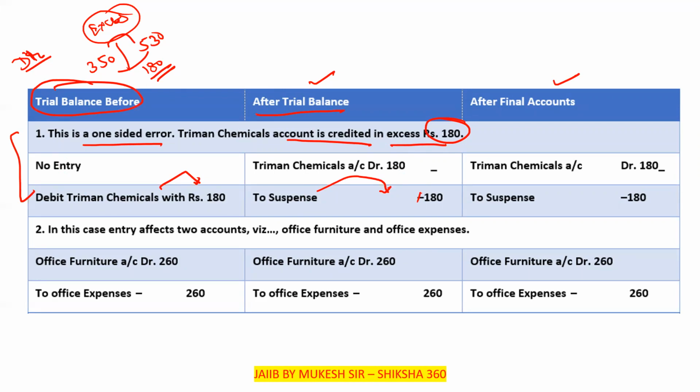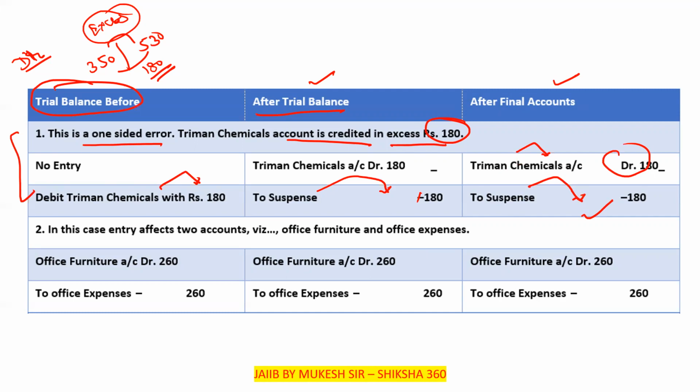So please remember these things. After the final accounts, how will it be represented? Trim Chemicals account is debit, and the suspense account here is to be credited, clear? In this way it will be shown, after the preparation of the final accounts.